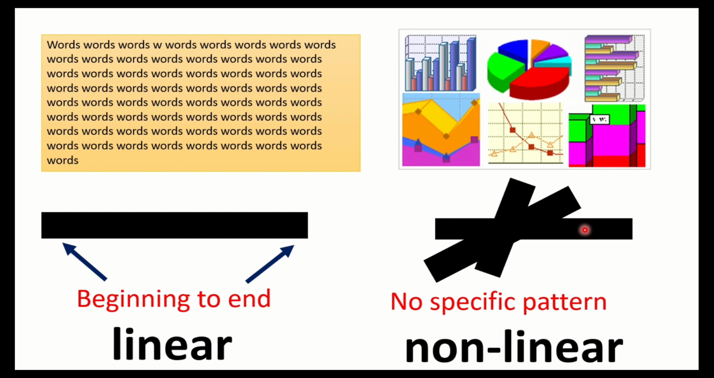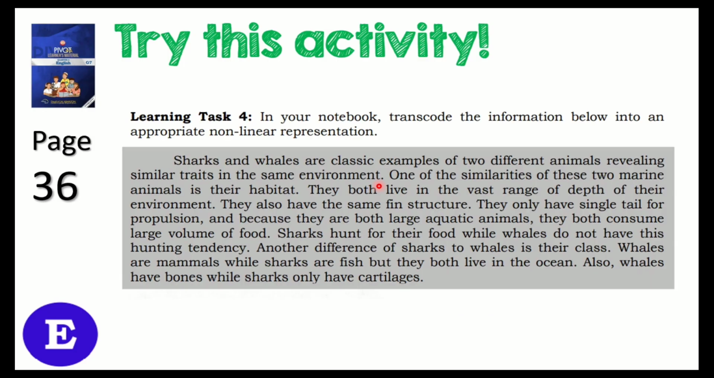I hope the activities were able to help you establish what linear and nonlinear texts are and how to transcode one to the other. I will let you answer the next 2 activities on your own. Please use the provided answer sheet for the following activities. Okay, learning task 4 is found on page 36. Just disregard this. Just use the worksheet provided or the answer sheet.